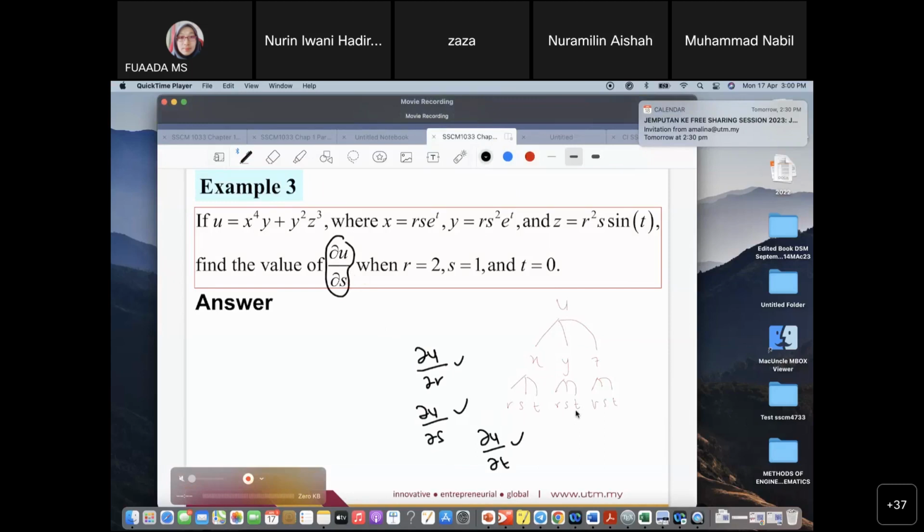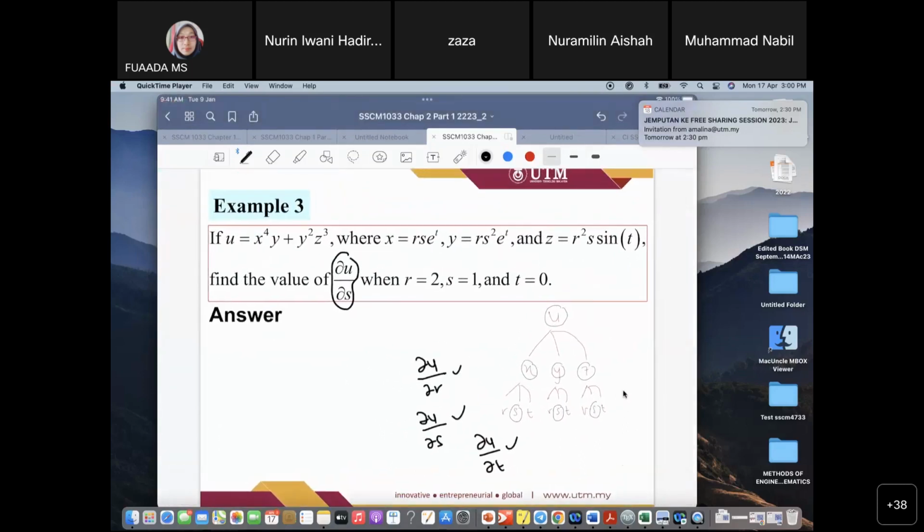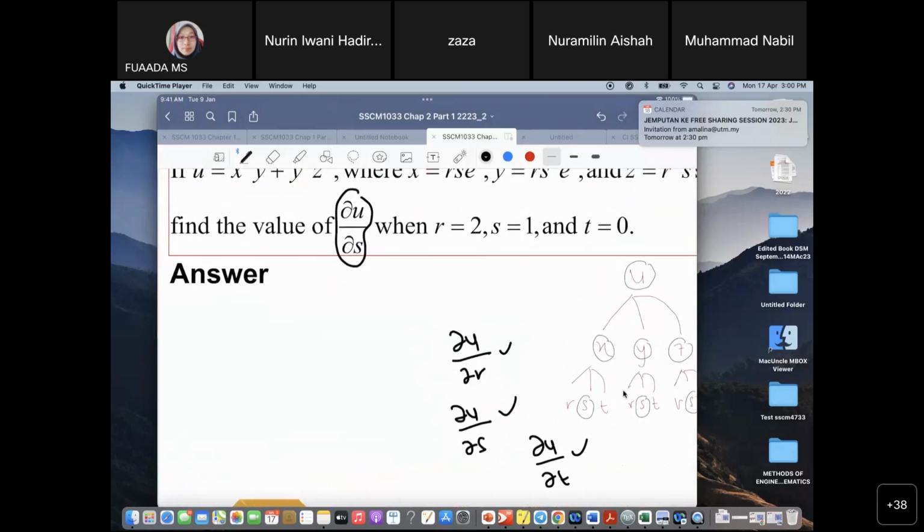So sekarang you tengok how many roots that you must have to get to S from U. So daripada U, you nak ke S. So ini ada S, ini pun ada S, ini pun ada S. So how many terms that you must have in your formula? How many terms? 3. Ya, betul. Sebab ada 3 laluan. Satu, nak pergi ke S yang pertama, kena lalu X. Yang kedua, nak pergi U ke S, you kena lalu Y. And yang ketiga, from U to S, you have to pass through Z. So, you must have 3 terms.